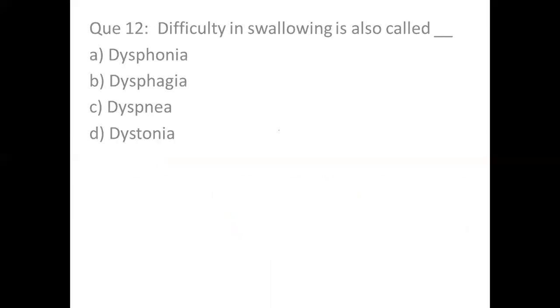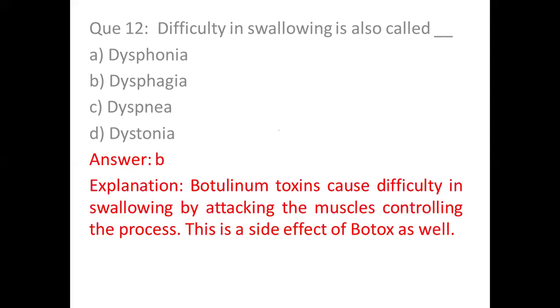Question 12. Difficulty in swallowing is also called dysphonia. Option A, dysphonia; option B, dysphagia; option C, dyspnea; and option D, dystonia. The right answer is option B, dysphagia. The explanation is that botulinum toxin causes difficulty in swallowing by attacking the muscles controlling the process. This is a side effect of Botox as well.